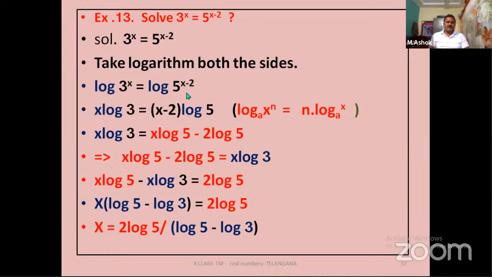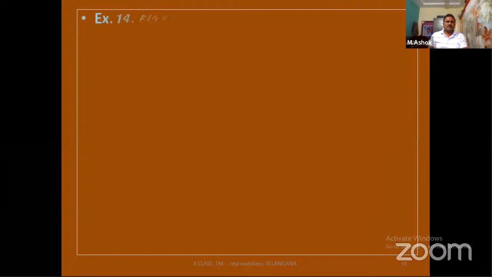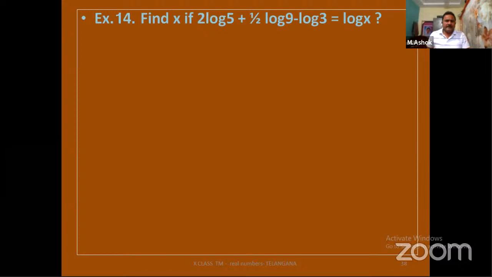A similar sum is there in the exercise. You have to practice and do it. Okay, children. Now comes example number 14. Find the x value if 2 log 5 plus 1 by 2 into log 9 minus log 3 is equal to log x. By solving this equation, you have to find the value of x. Okay.